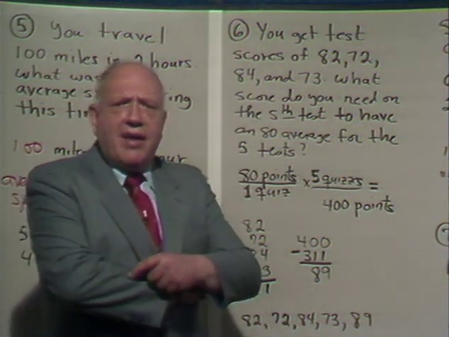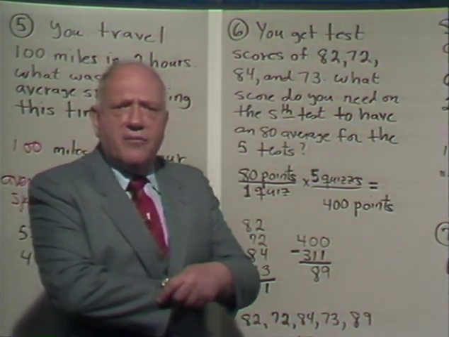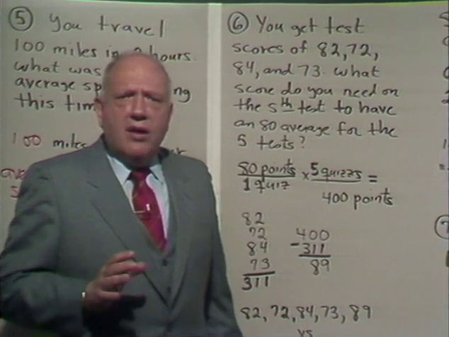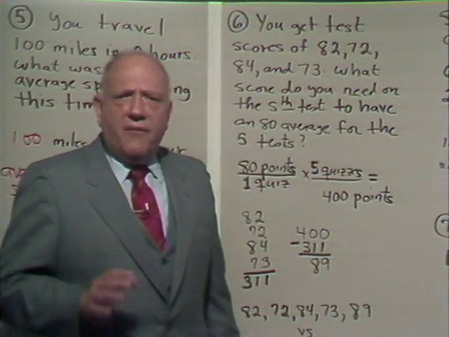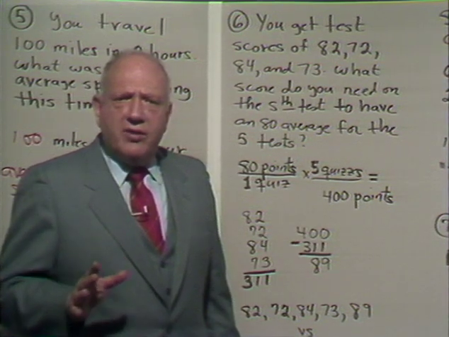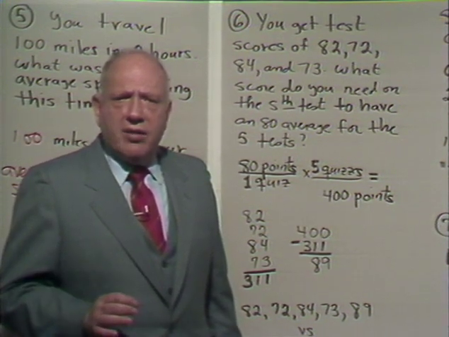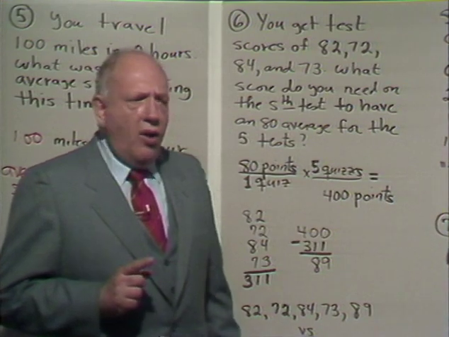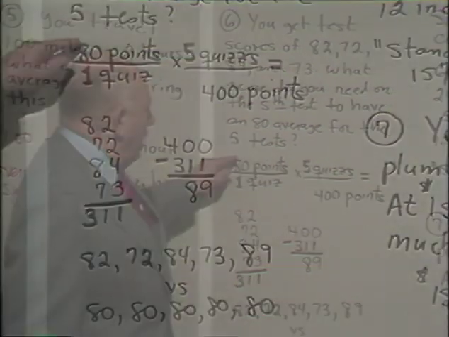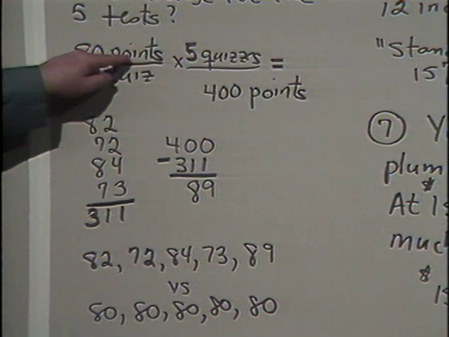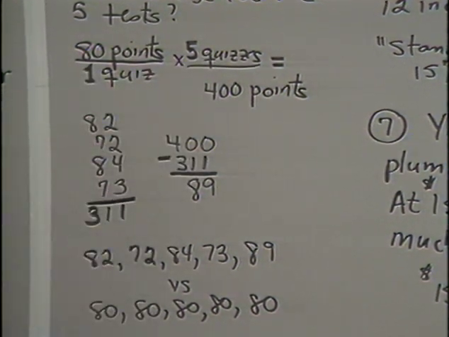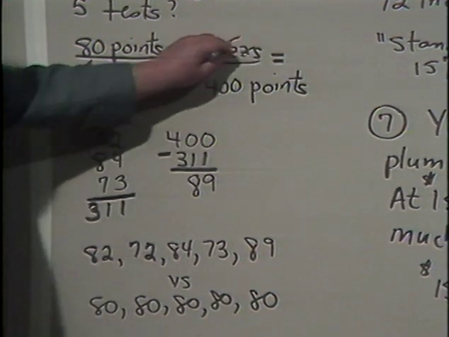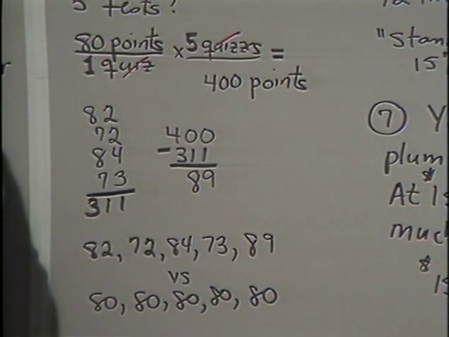Now we have to ask ourselves, what does it mean to say that the average is 80? It means that you scored as if you got 80 points on each test. See, if you had scored the same number of points on each test, it would have been 80 points per test. How do we work that out? If you have an average of 80, that means you're getting 80 points for each quiz. You're taking 5 quizzes, so you're going to get what? 80 points 5 times, so that's 400 points.